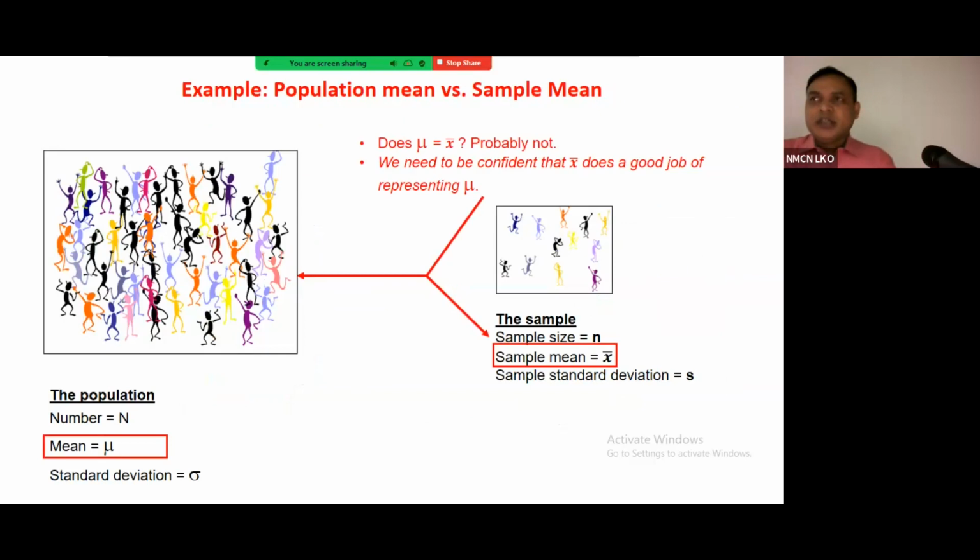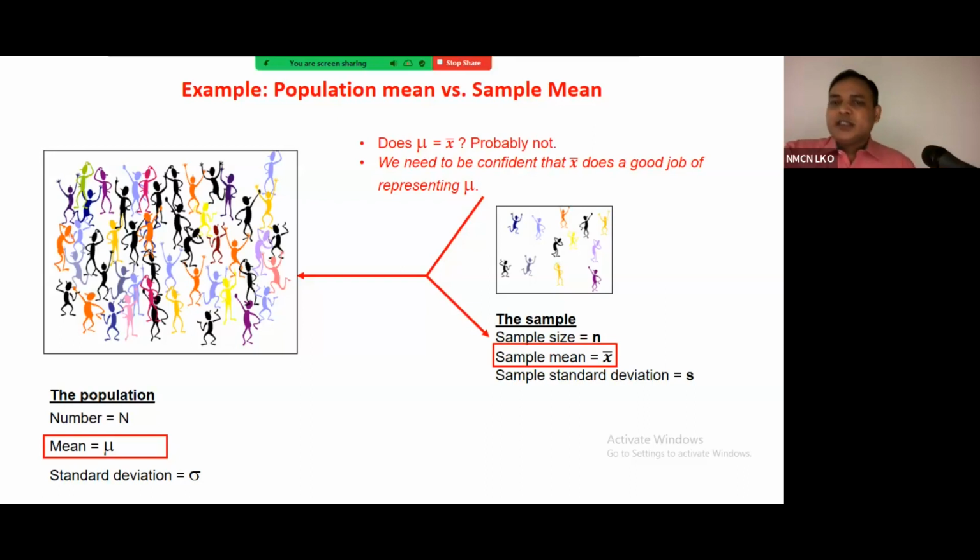Here, this is the population mean versus sample mean. Suppose we want to measure the hemoglobin level in pregnant women. The population is the hemoglobin level of pregnant women in, say, Lucknow district. If we take a sample from this population and measure the mean from this sample, we then compare whether the sample mean is equal to the population mean or not.